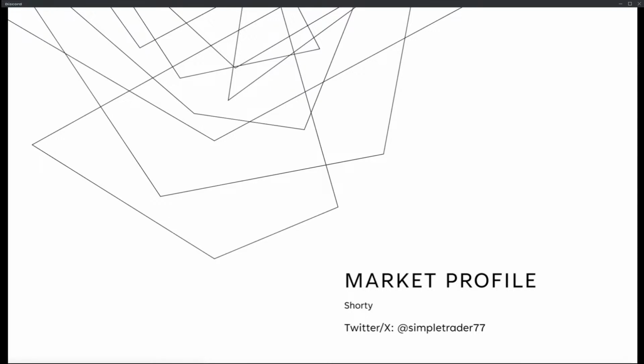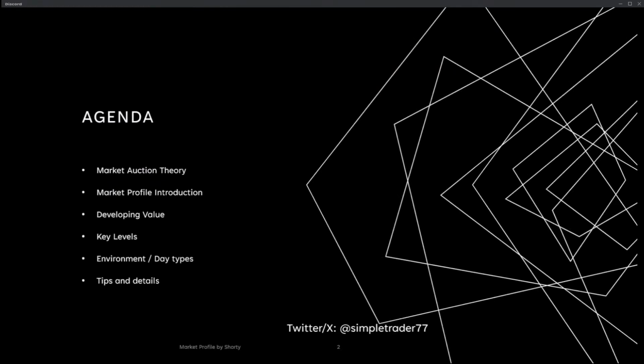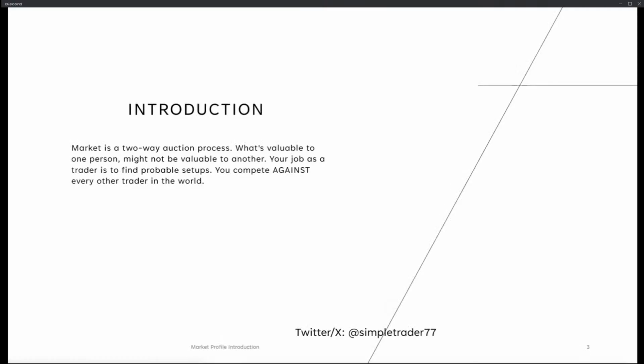Okay. So with that being said, this is the agenda. I would say, if you're not familiar with the market auction, the first couple of slides we're going to go into that. Just like any auction, market is a two-way auction process, right? You have the people that are willing to buy something, people that are willing to sell something.